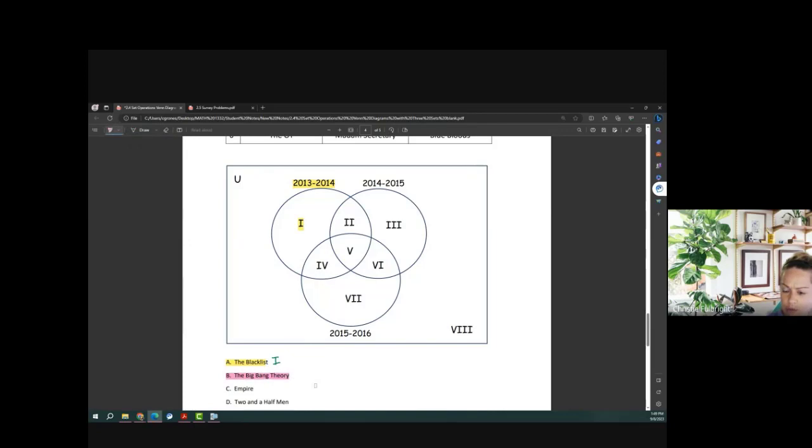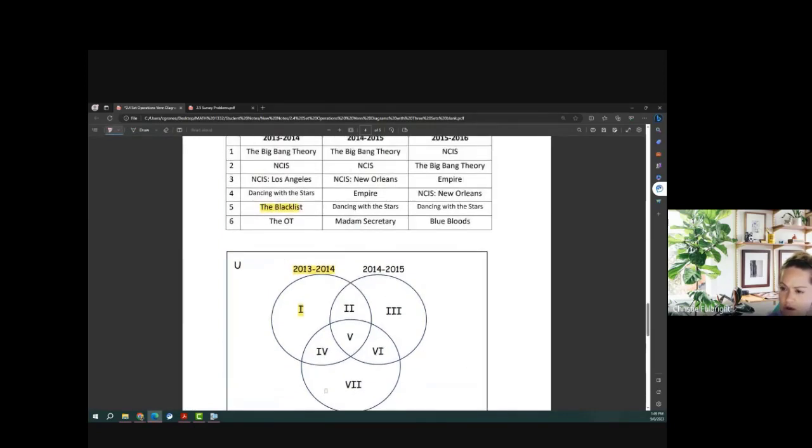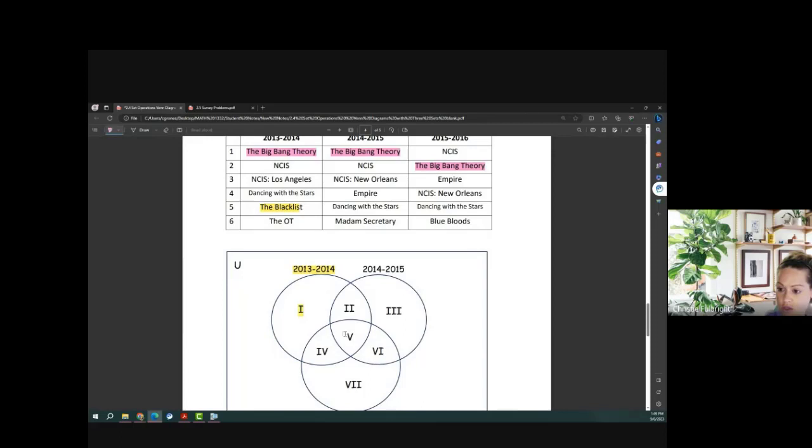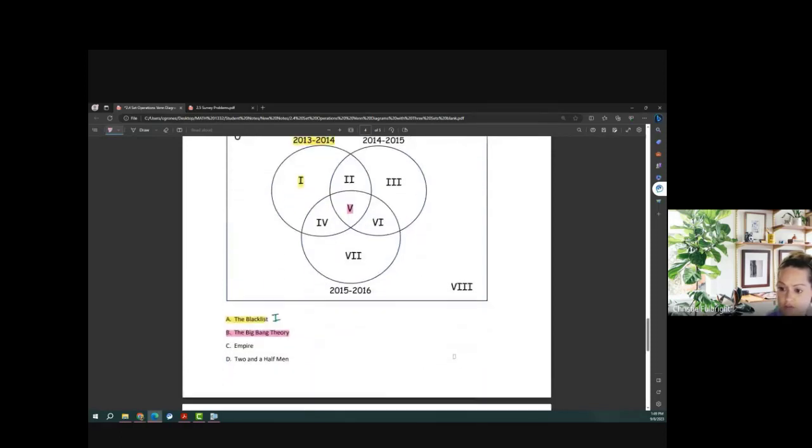We'll do pink for the Big Bang Theory. So let's look at our table. We have the Big Bang Theory in 2013, 2014, and then 2014, 2015, and then also 2015, 2016. So where the Big Bang Theory is in all three of these circles, where those circles intersect is in region 5.